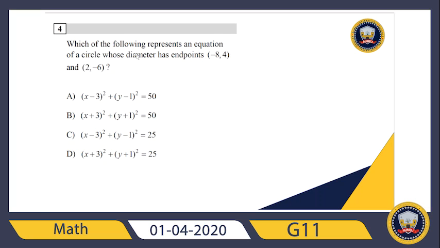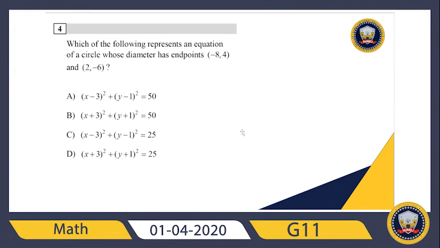So which one of the following represents an equation of a circle whose diameter has endpoints (-8, 4) and (2, -6)? Basically, guys, we have to remember that the endpoints are the points located on the circumference. So how do we find the equation of a circle?